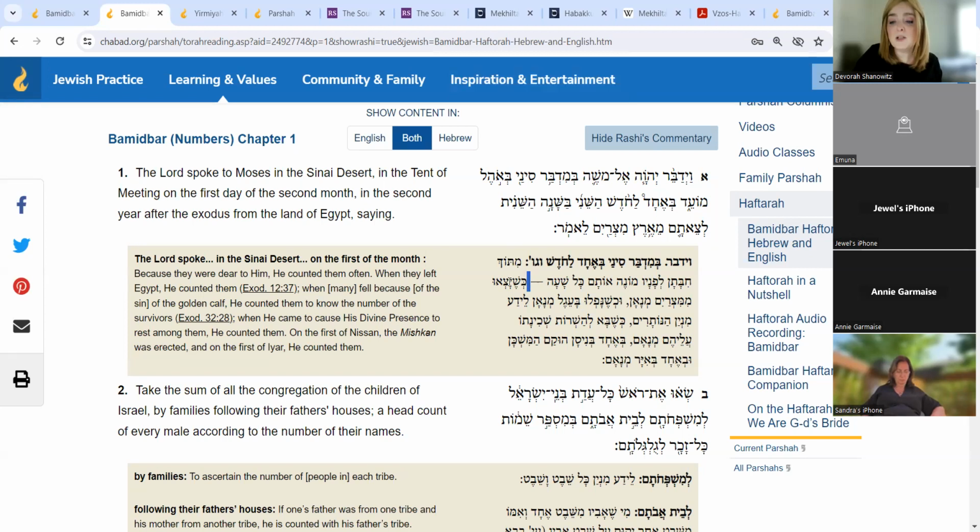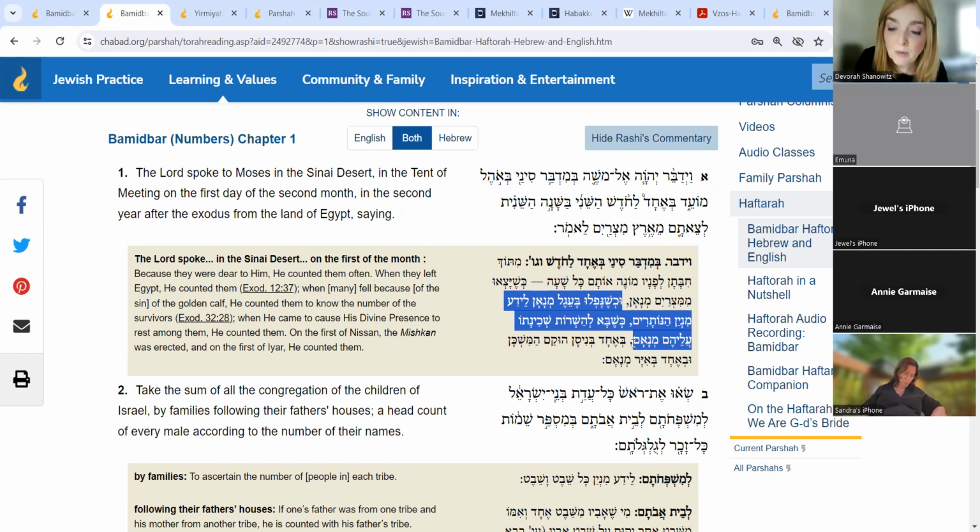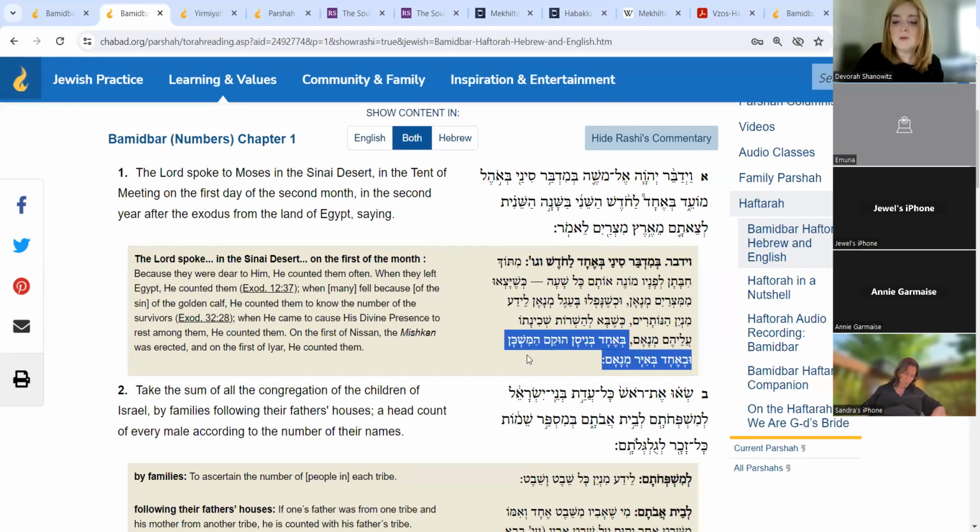And then he elaborates here, Kishiyatsu mimitzrayim minam, that when they left Egypt, he counted them. Kishenaflu ba'egel minam, and when they fell after the sin of the golden calf, he counted them. At that point, he counted them leida minyan hanish'arim, to understand how many were left over. When it came time for the Shechina to rest on the camp of the Jewish people, he counted them. Be'echad b'nisan hukam hamishkan. The Mishkan was assembled on the first day of Nisan. Be'echad b'iyar minam. So now God is going to rest upon the Jewish people, and so he counts them.